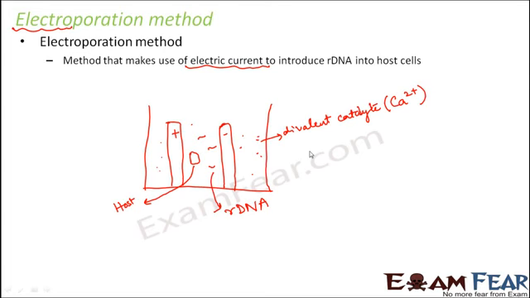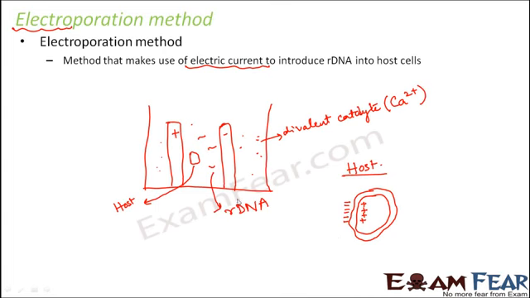A potential difference develops across the cell membrane of the host cell. So if you closely look at the host cell, this is how it becomes. This was the host cell. So you have a cell membrane like this. As soon as electric current is established, a potential difference develops across the cell membrane of the host cell. So now once a potential difference develops across the cell membrane, what will happen?